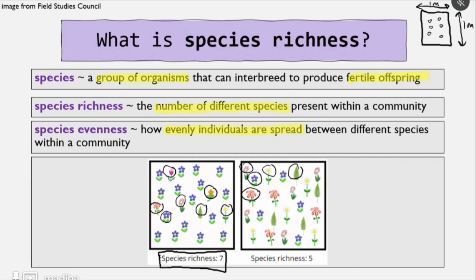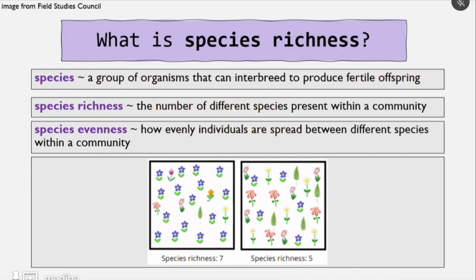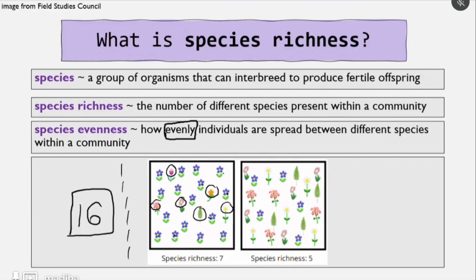However, when we talk about evenness, I'm just going to erase all of this. When we talk about evenness, we're talking about how balanced it is. If we look at this one, we've got one of each of these flowers, and then with the purple we've got 1, 2, 3, up to 16, I think, if I counted that properly. So we've got 16 of the same species and one of everything else. So it's not very evenly spread out. We can say that this community is dominated by one species, the purple flowers.